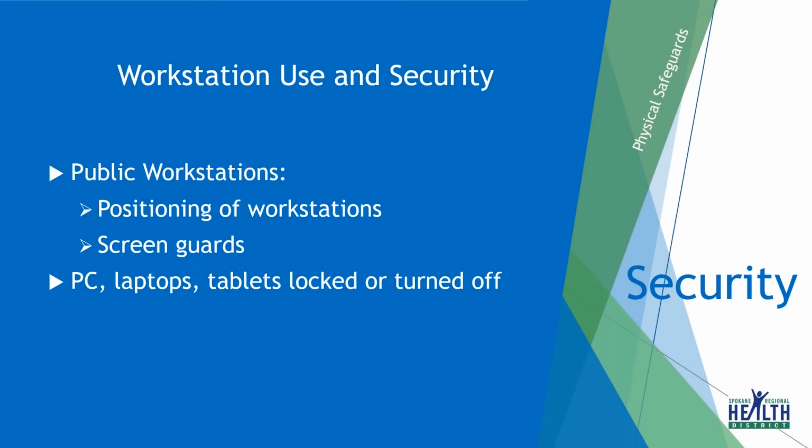A fundamental part of physical security is safeguarding PHI and ePHI at your workstation. Workstations in public areas should be positioned in such a way to minimize others' ability to see the screen. Those workstations should also use screen guards to protect confidential information. PCs, laptops, and tablets should be locked or turned off when not in use.